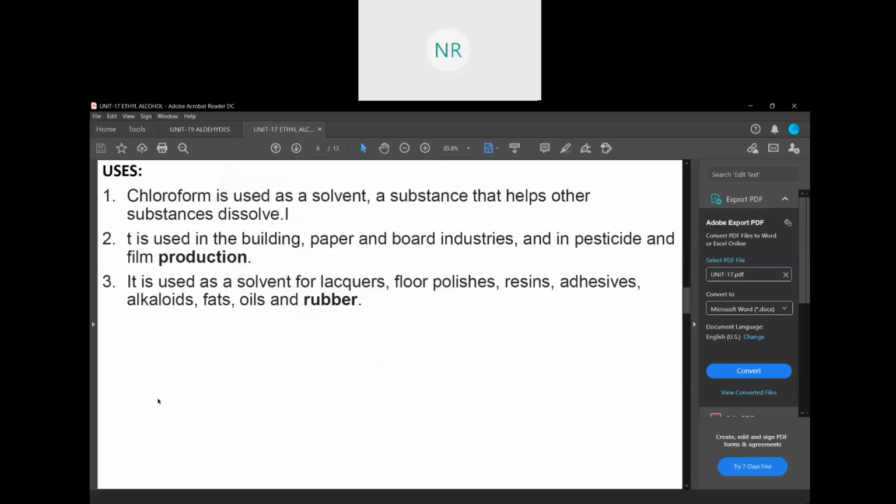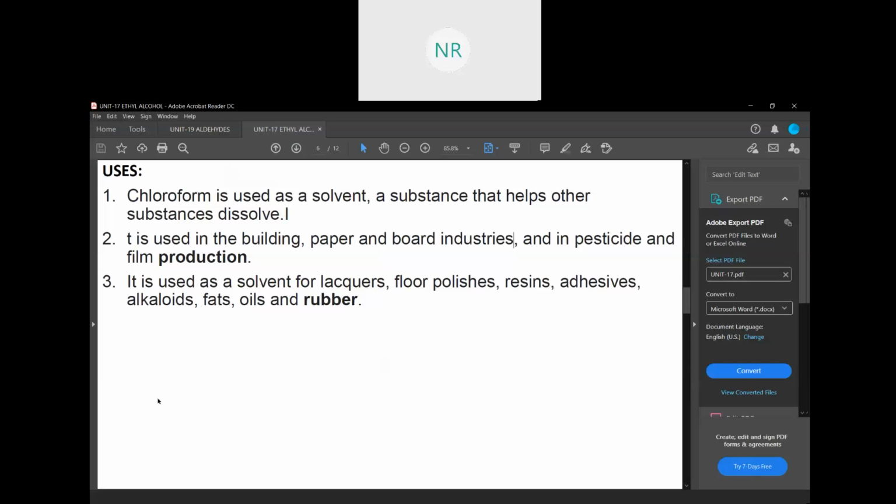So what are the uses of chloroform? Chloroform is used as a solvent, a substance that helps other substances dissolve. It is used in building, paper and board industries, and pesticide and film production. Films here means photography films. It is used in the production of films, and also in the development of pesticides.